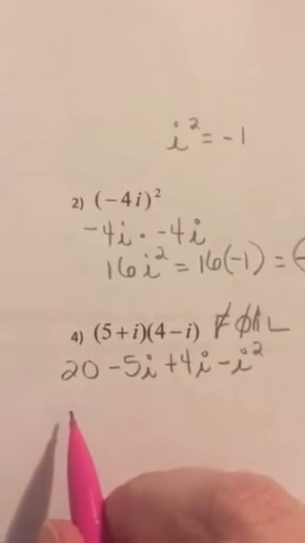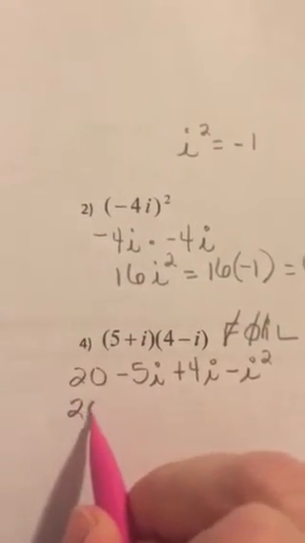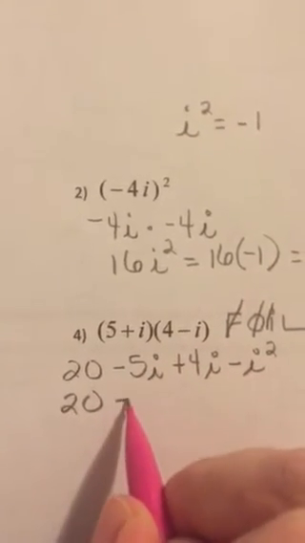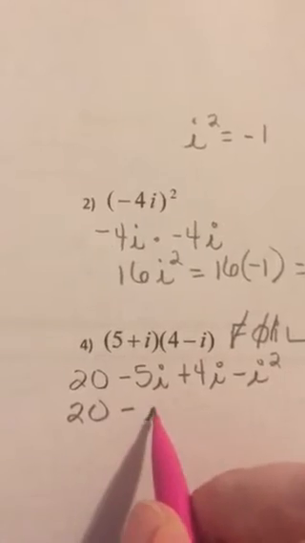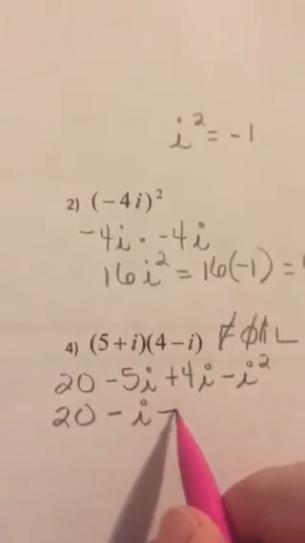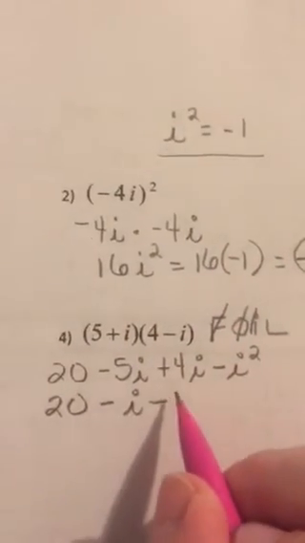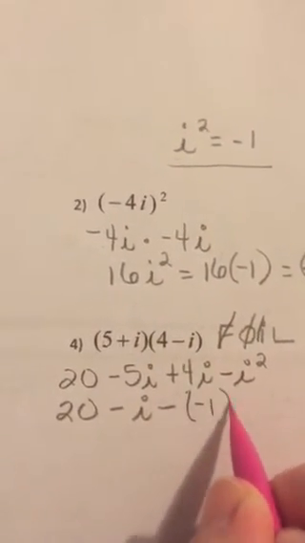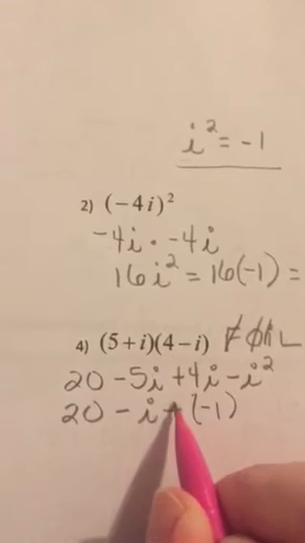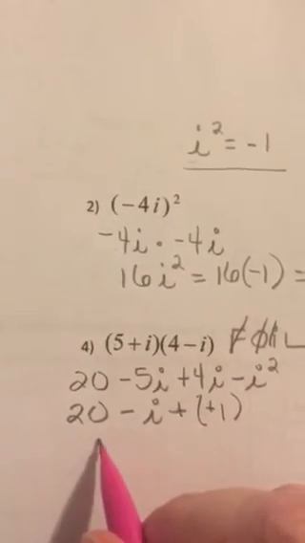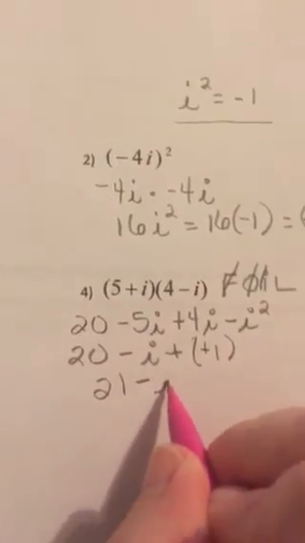Now we've got a little bit of cleanup to do. Well, that's just a 20, and then these two are like terms, like imaginary terms. So -5 plus 4, I get a -i, and then i squared, just like we had said before, is equal to -1. So it's going to get replaced. Now I've got a minus a negative, so that's really plus a positive. So that's 20 plus 1, so I have 21 minus i.